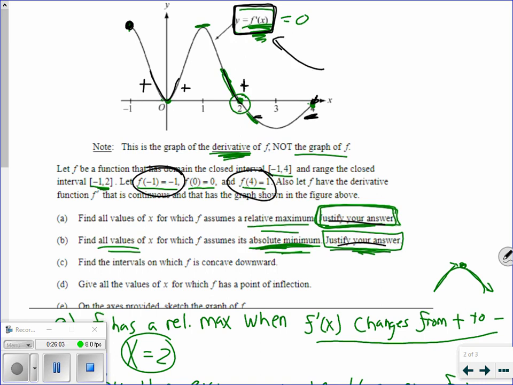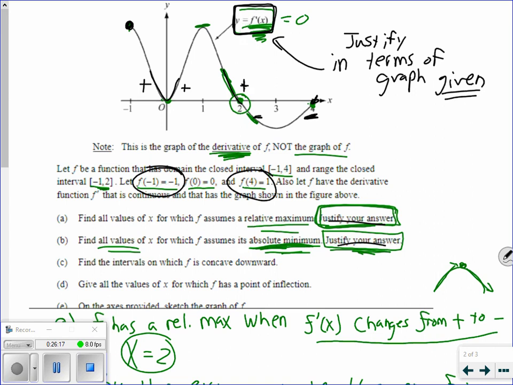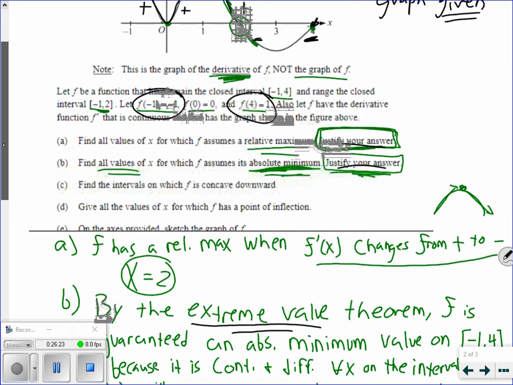It's always got to be justified in terms of the graph given. You always have to do it in terms of the graph given and the information given. Since we're given the derivative, we have to talk about the explanation in terms of the derivative.